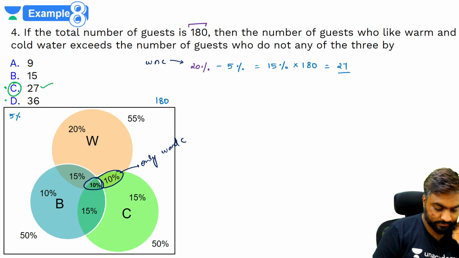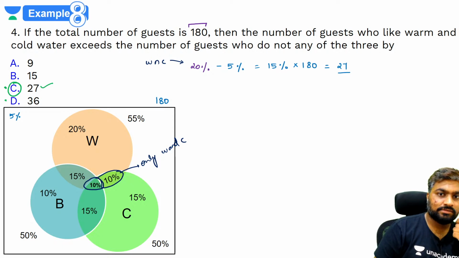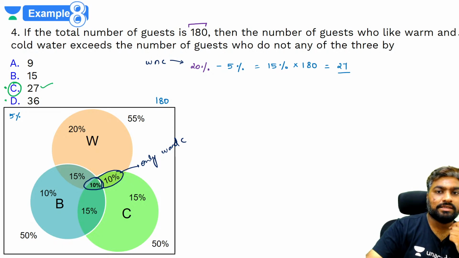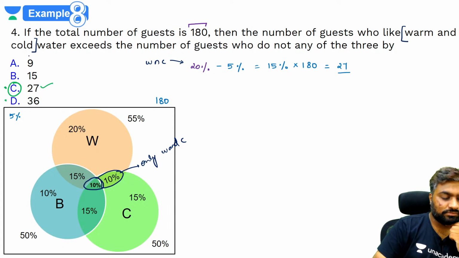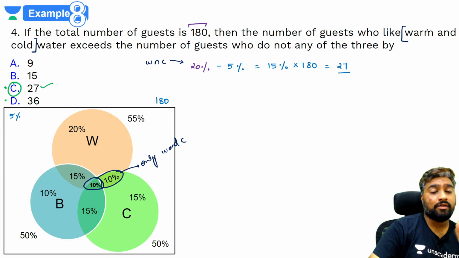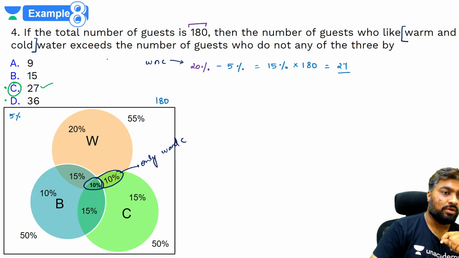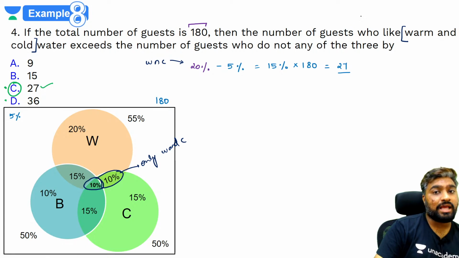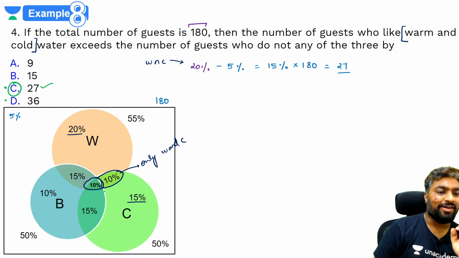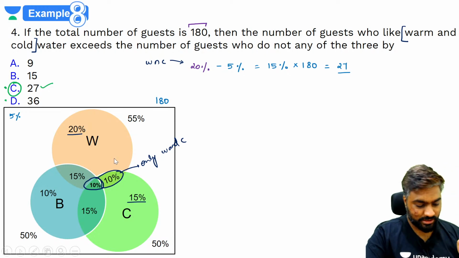Clear? Yes. Nahi, it's understood na, when they say like warm and cold. They're not saying guests who like warm water and who like cold water. When they say guests who like warm water and cold water separately, right? If they put it in separate terms, then you will take this 20 also, you will take this 15 also, and this 20. Got it? Otherwise you will not. Done?